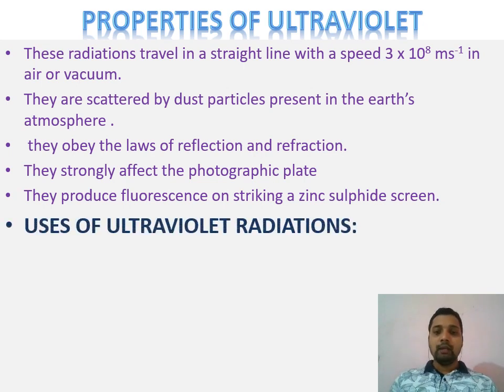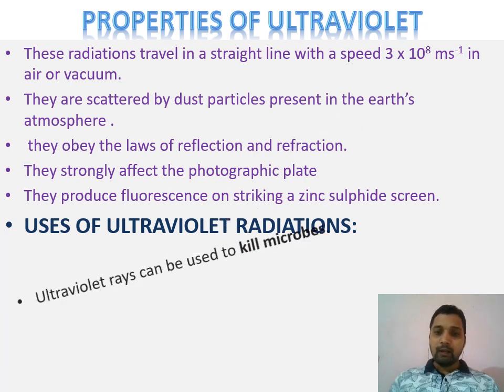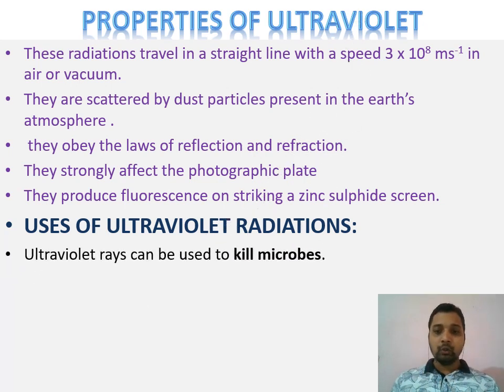Ultraviolet radiation has different uses. We'll come to the uses of ultraviolet radiation, where we are using it. Most of the time we have seen the advertisement for water purifiers in which UV protection is written. That means, to kill the microbes we are using ultraviolet rays. When microbes or microorganisms are exposed to ultraviolet radiation, they can be destroyed. Means ultraviolet radiation can be used to kill microbes.